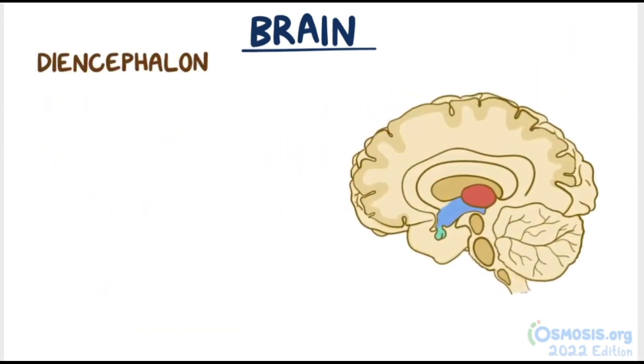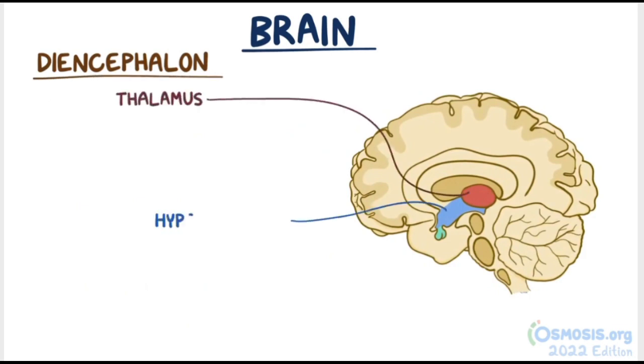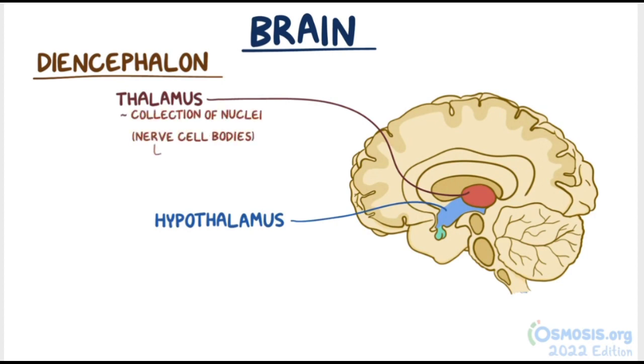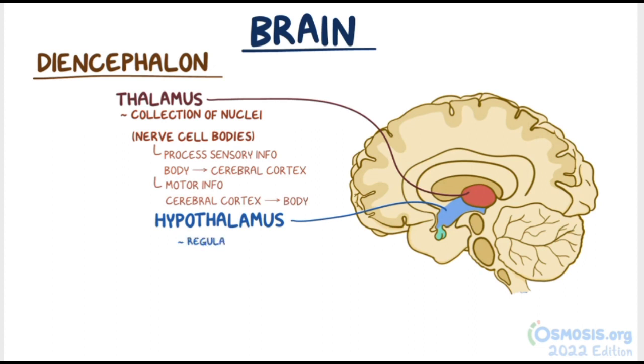Next, there's the diencephalon, which is composed of an upper part called the thalamus and a lower part called the hypothalamus. The thalamus is a collection of nuclei, so millions of nerve cell bodies, that process the sensory information coming in from the body to the cerebral cortex, as well as the motor information going from the cerebral cortex to the body. The hypothalamus is a small region that does a variety of things like regulate the body temperature, the sleep and wake cycle, and eating and drinking.